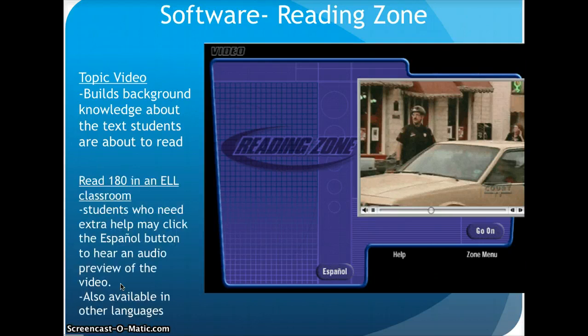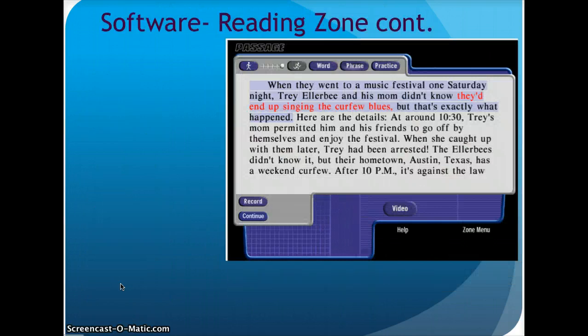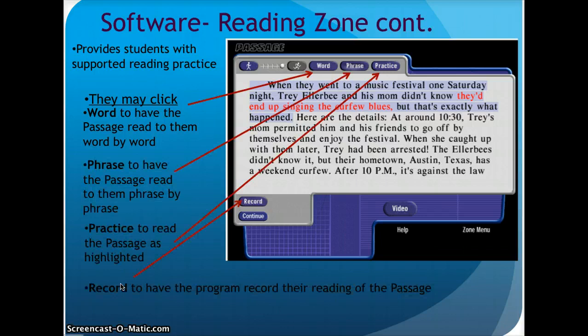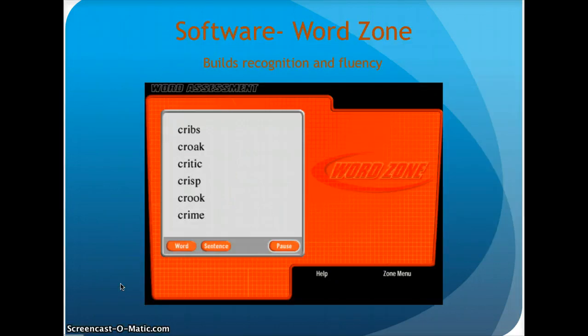If Read 180 is being utilized in an ELL classroom, students who need extra help may click the Espanol button to hear an audio preview of the video in Spanish. These previews are also available in other languages. The passage activity provides students with supported reading practice as they read about the topic in the video. The screen is similar to activities in other zones in that students are provided scaffolding through the use of clickable buttons. In the next few activities in the reading zone, students practice comprehension and vocabulary skills, oral reading fluency, and self-assessment.